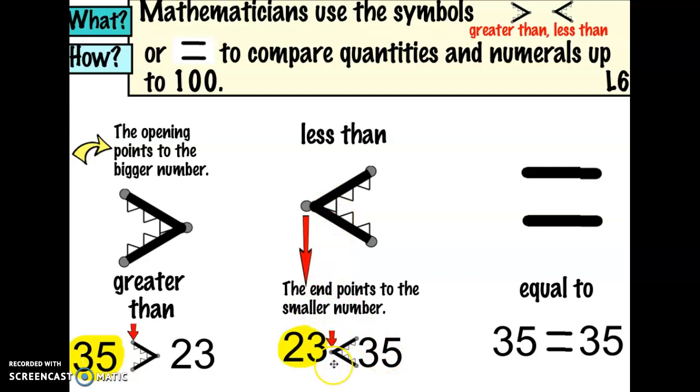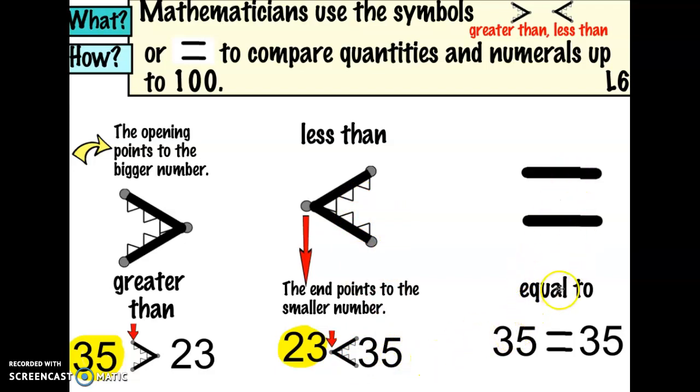Which number is the alligator going to eat? The alligator is still going to eat the 35 because it's bigger. But did you notice how the symbol reverses? Now the smaller endpoint is pointing to the smaller number, and the opening is still pointing to the bigger number because the alligator always eats the biggest number.